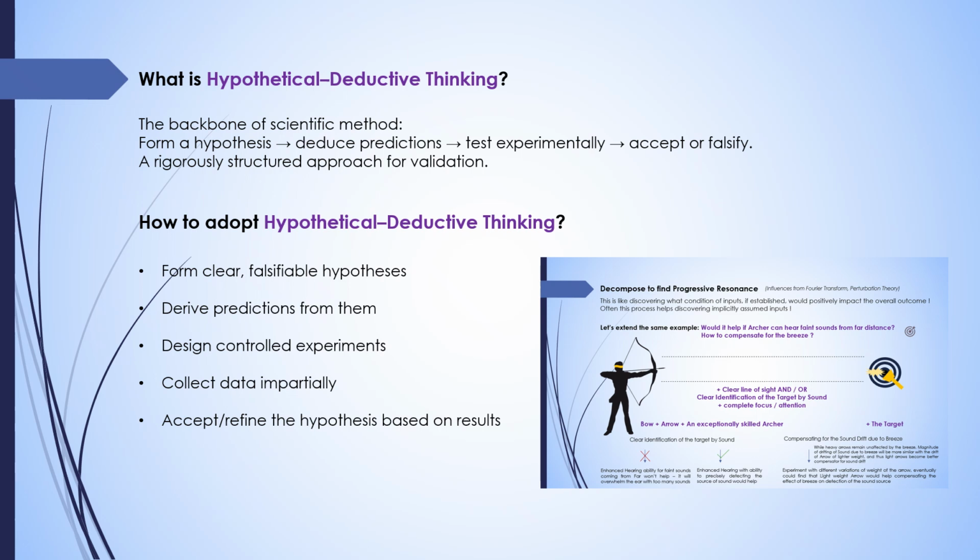To adopt hypothetical deductive thinking, we learn to form clear, falsifiable hypotheses, derive testable predictions, design controlled trials, observe impartially, and let results, not preference, decide. This thinking style is powerful because it disciplines imagination. It allows ideas to grow, but only if they survive contact with reality. In progressive resonance, improvement is not accidental. It is tested, validated, and earned, step by step.